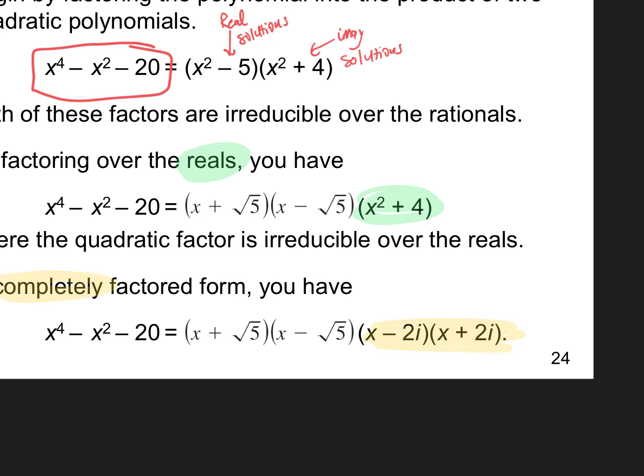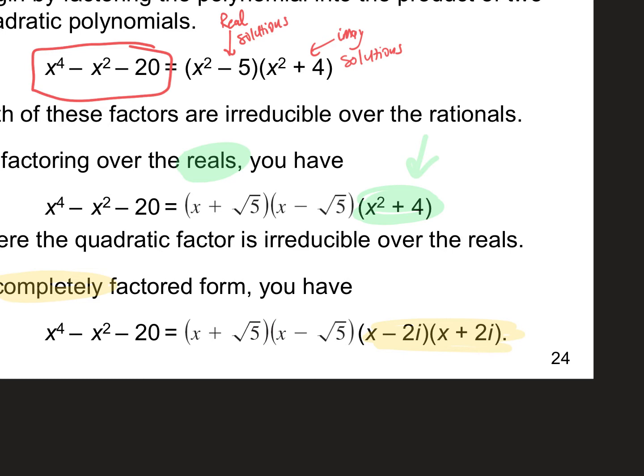If they ask you for the actual zeros, they want the x equals, then it would be x equals negative root 5, x equals positive root 5. X equals negative 2i, x equals positive 2i. But when you factor and leave in factored form, if it's over the reals, if you have an imaginary, you leave it in an unfactored state. If it says completely factor, that means you break everything down. So it's really important that we answer the question that is asked.